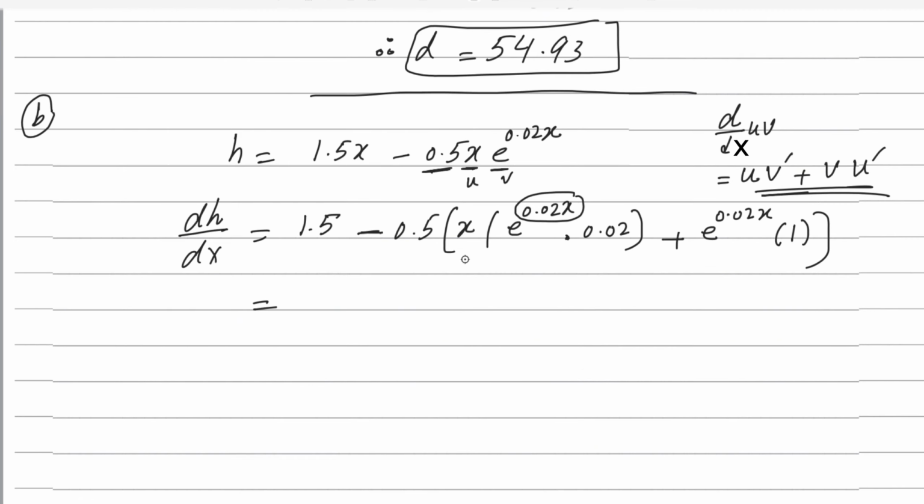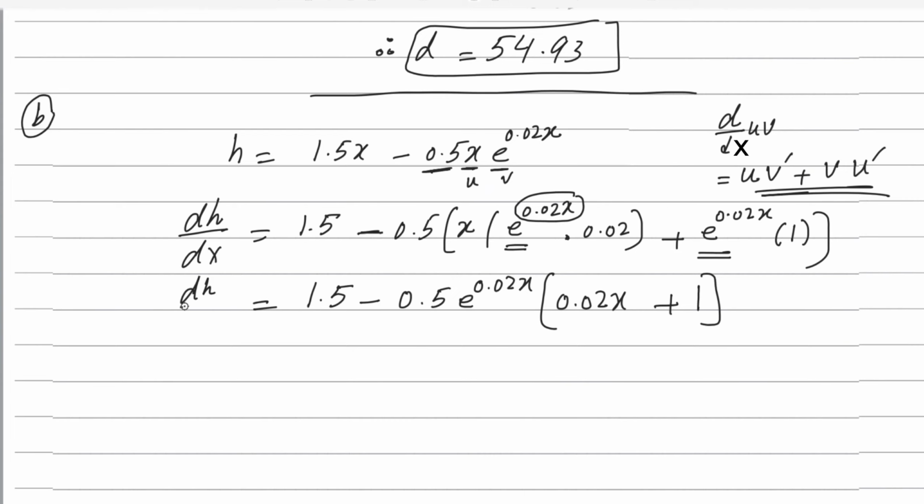In the next step, you can keep e^(0.02x) common from these two terms. You can write (1.5 − 0.5e^(0.02x)) where e^(0.02x) is common between these two, and the first value left here is 0.02x, and the other value is only 1. Hopefully you understand this step as well, because e^(0.02x) is outside of the bracket, so here only 0.02x is left and here 1.